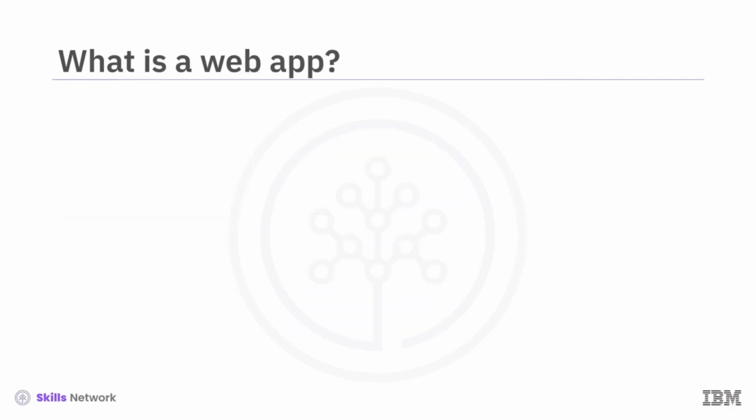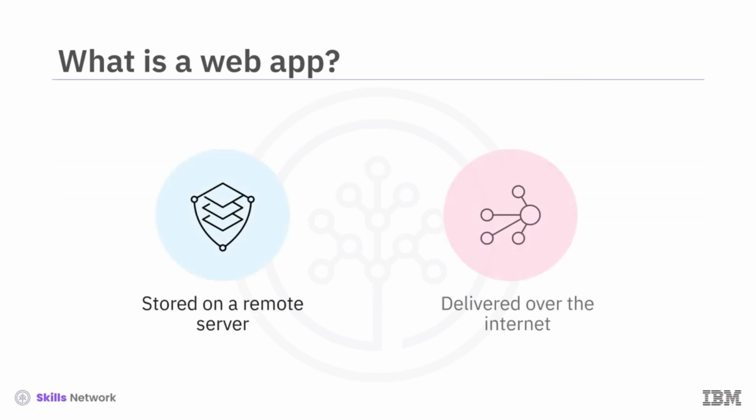Let's start by defining a web app. A web app is a program stored on a remote server and delivered over the internet. A user interacts with the app using a browser. Web services like e-commerce sites, webmail, and so on are all web apps.